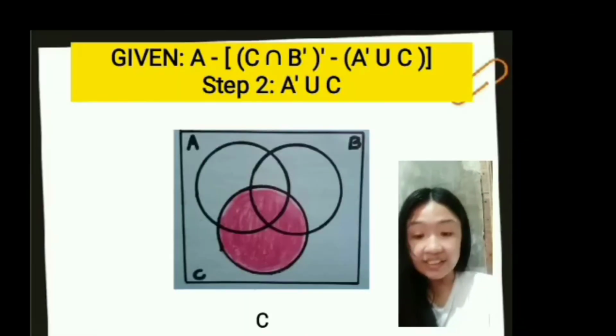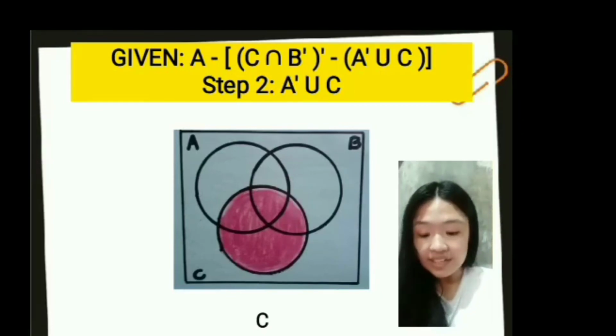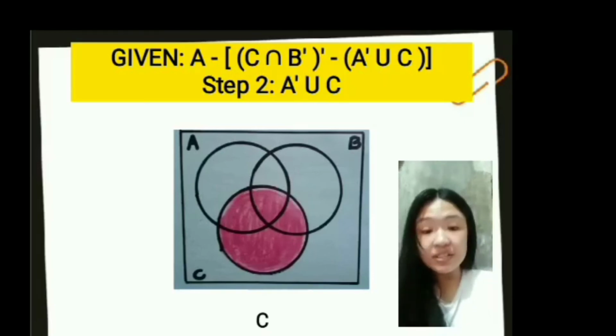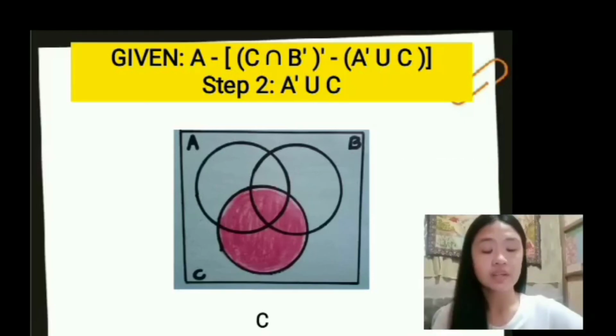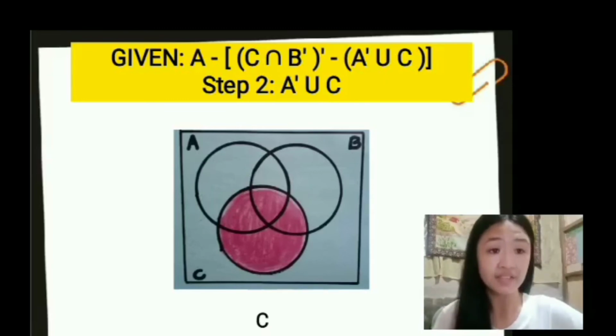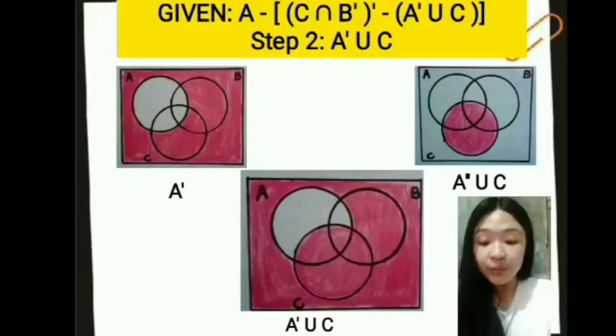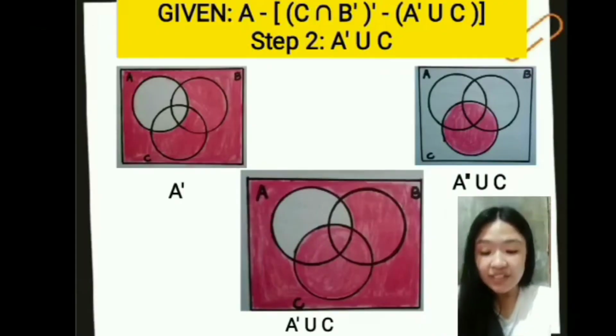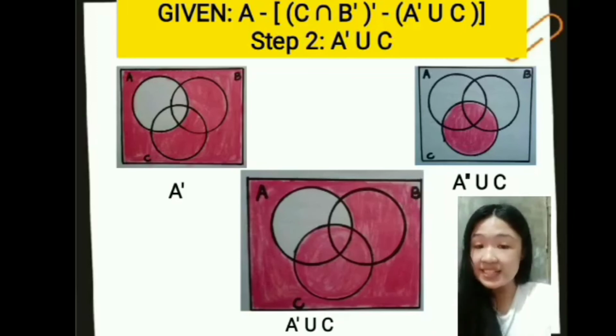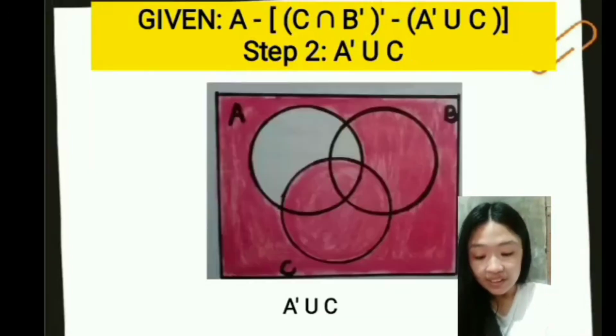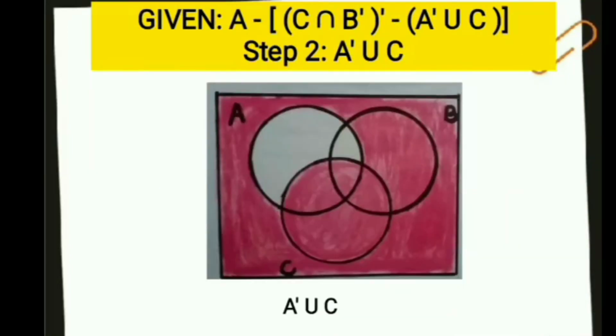The next is the set C. Since we are just shading for C itself, we are just going to simply shade the parts in which C is involved. So here it is now, the shading of set C in a Venn diagram. Moving on, we're going to combine those shaded parts in the first diagram as well as in the second diagram. Why? Since in the set, it is the union of the two diagrams, and here it goes.